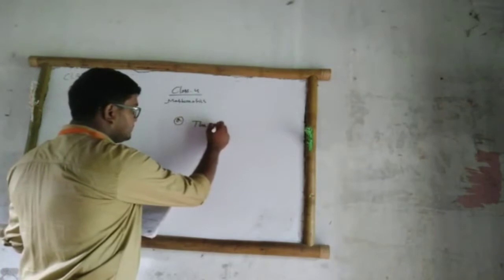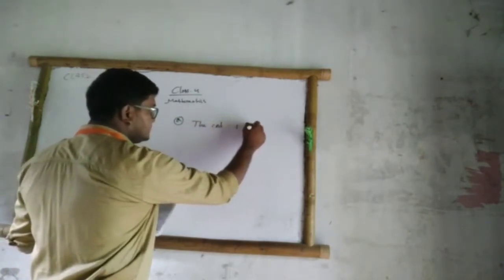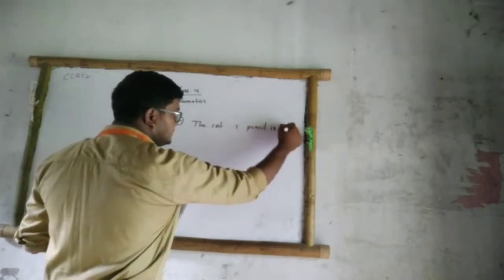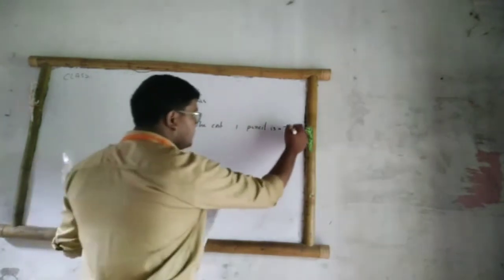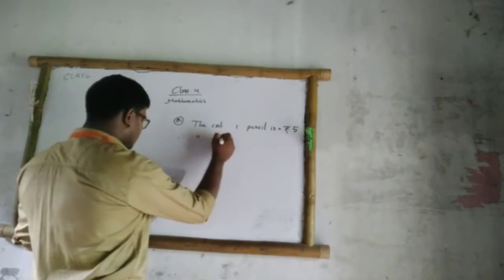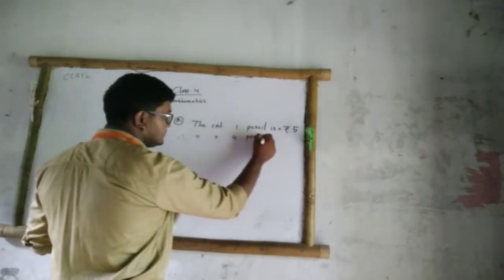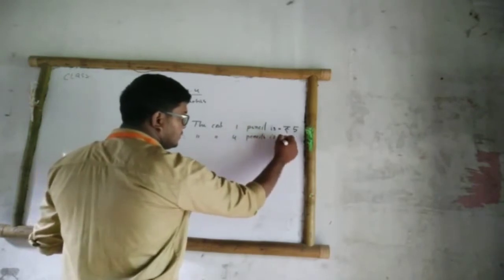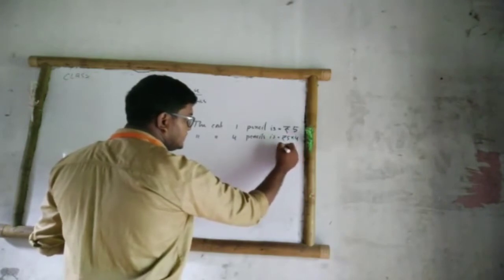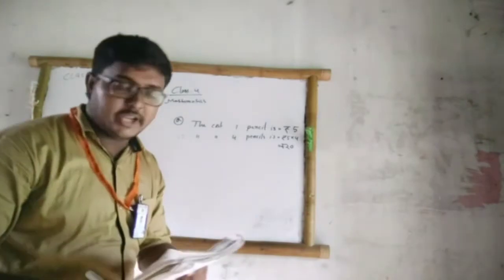First write like this: the cost of one pencil is equal to rupees 5. Therefore, the cost of 4 pencils is rupees 5 into 4. So the answer is 20. The cost of 4 pencils is rupees 20.